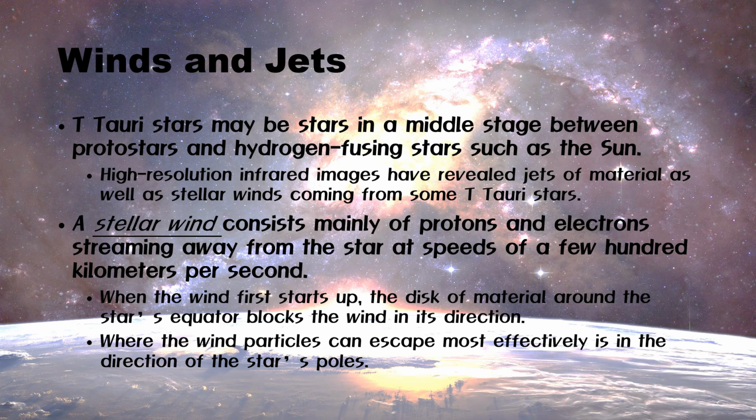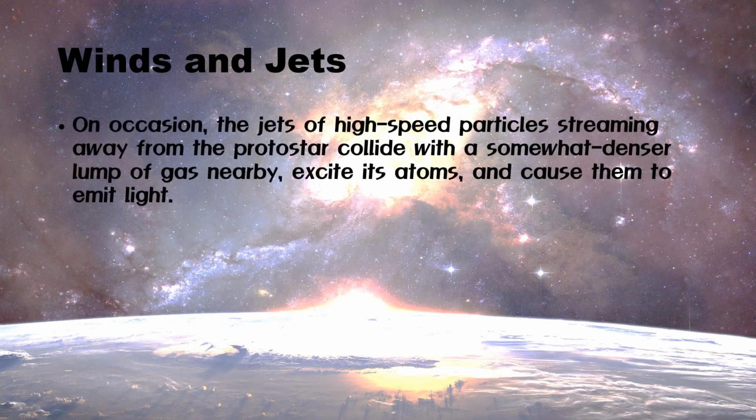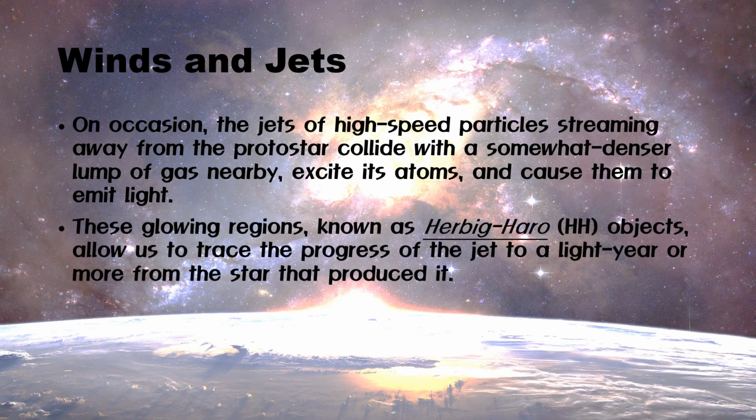Now, this is pretty fast, because when the wind actually first starts up, the disk of material around a star's equator blocks the wind in its direction. So where the wind particles can escape most effectively is in the direction of the star's poles. Now, on occasion, the jets of high-speed particles streaming away from the protostar collide with a somewhat denser lump of gas nearby. They excite its atoms and cause them to emit light. Now, these glowing regions, known as Herbig-Haro or HH objects, allow us to trace the progress of a jet to a light year or more from the star that produced it. So it's actually a very good way of tracking some of this.